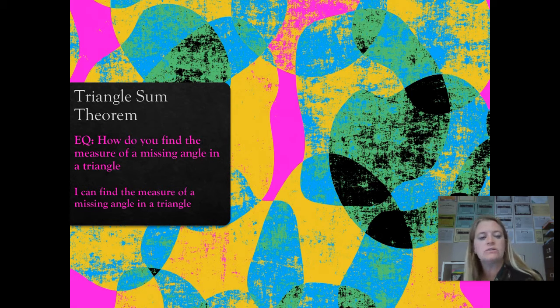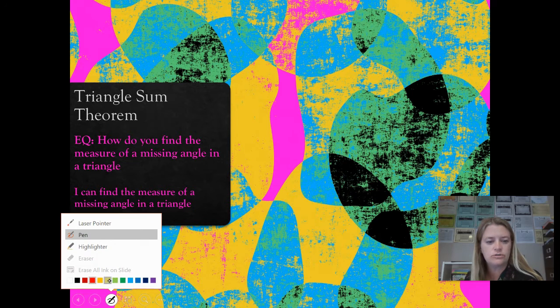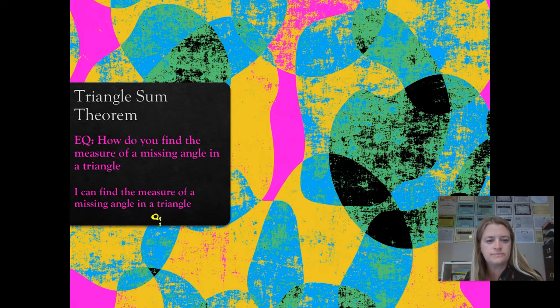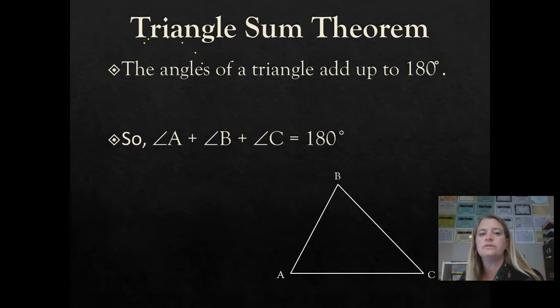Okay, so our essential question is going to be, how do you find the measure of a missing angle in a triangle? And by the end of today's lesson, you should be able to find the measure of a missing angle in a triangle. All right, so here is the triangle sum theorem.